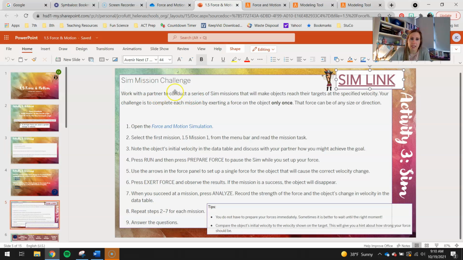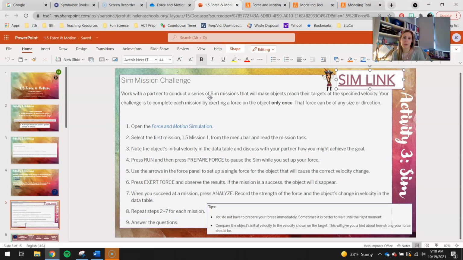Okay, so work with a partner to conduct a series of sim missions. Obviously you're at home, so you'll just be working by yourself. There are 8 of them, and they will make objects reach their targets at a specified velocity. So basically you're going to start with a specified velocity, and your goal is to get it into the target at a specific velocity as well.